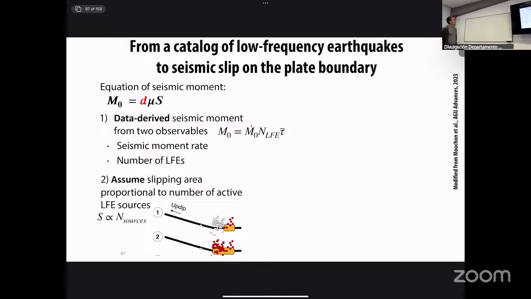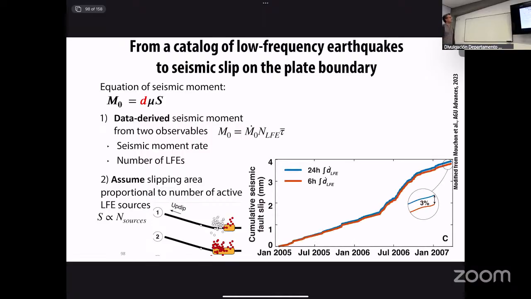We can then constrain S, or the source area, by making an assumption that the number of low frequency earthquakes active in any given time window is telling us about how many source patches are active. And so the number of sources that we see active in any given 6 or 24-hour time window is going to be proportional to the source area that's seismically active.